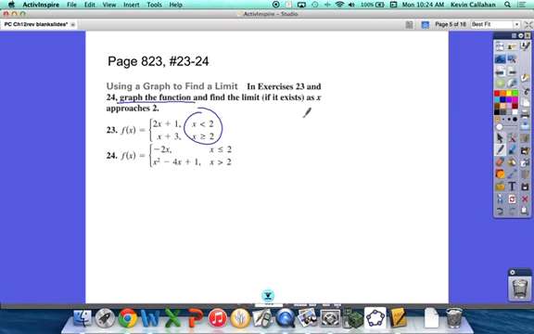So if I was going to graph it, I would go, this has a y-intercept of 1 and a slope of 2. So it would look like this, right? There's the y-intercept, the slope of 2. So it would go up like this. For x values less than 2, it's not "or equal to," so it would have an open circle right there.